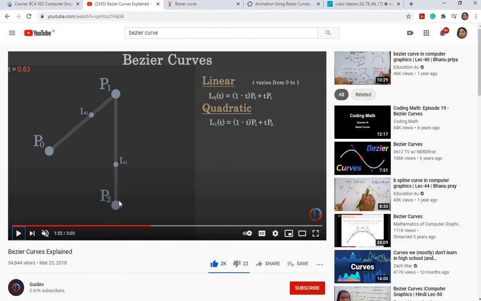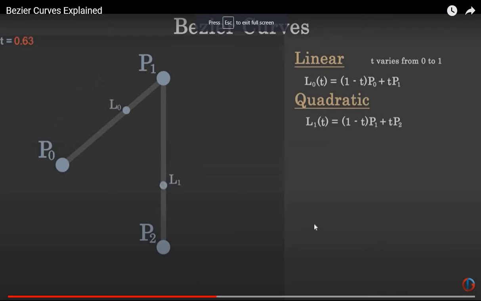Let me enlarge this. Another equation for P1 and P2, and then L1 will be moving. Alright, so likewise for L1, the same equation that we are using between P0 and P1, we are using for P1 and P2. And then the same thing, t varies from 0 to 1. Alright, and then we have Q0, which will be (1 minus t) L0(t) plus t L1(t).